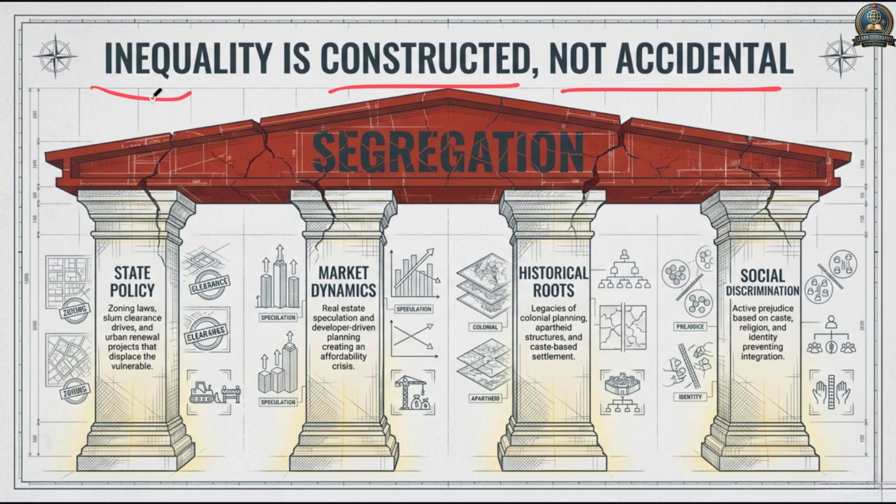There are some reasons behind the inequality found in urban centers. State policy: zoning laws, slum clearance drives and urban renewal projects that displace the vulnerable. Market dynamics: real estate speculation and developer-driven planning creating an affordability crisis. Then historical roots: legacies of colonial planning, apartheid structures and caste-based settlement. Then social discrimination: active prejudice based on caste, religion and identity preventing integration. These are some root causes of urban inequality.